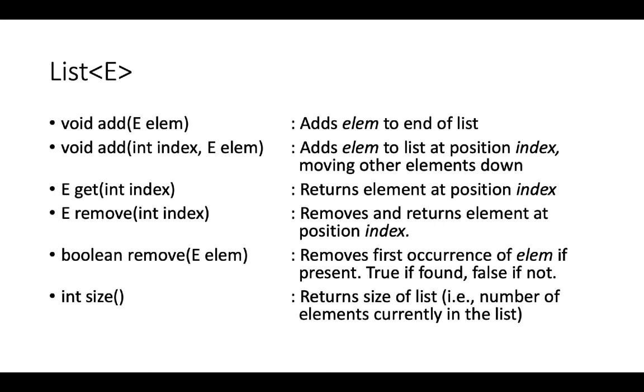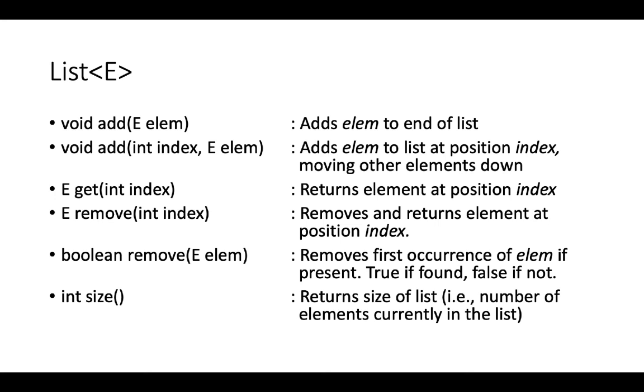You can add an element to a list. You can add an element to a specific spot in the list, moving everything else down. You can get a specific index from the list. So like arrays, a list has a certain size and is indexed from 0. You can remove a particular index from the list, and then you'll get back the element that you just removed. You can remove the first instance of a particular element in the list, and you'll get back true or false if it got removed. And you can ask the list what size it is. You can do other things with a list, but this is kind of the minimum you need in order to have a list, right?